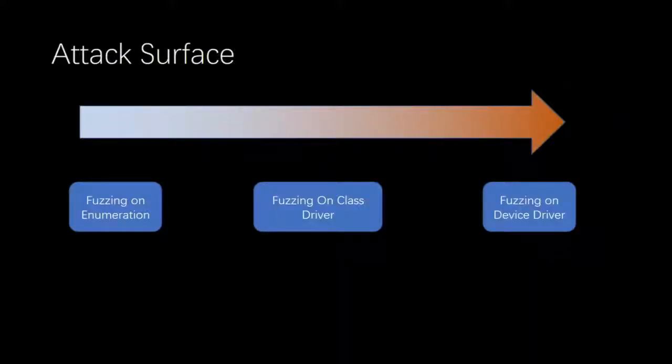So before we go forward, let's look at the attack surface of USB. The first is that we can fuzz the enumeration process, which has been done by Virtual USB Fuzz.